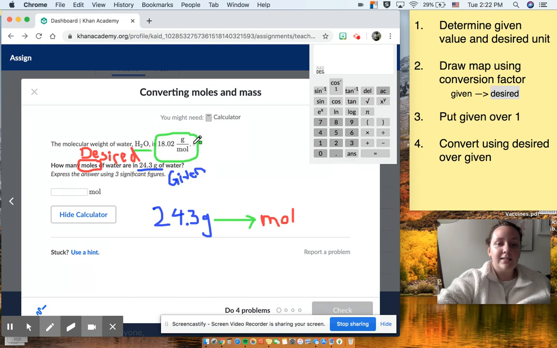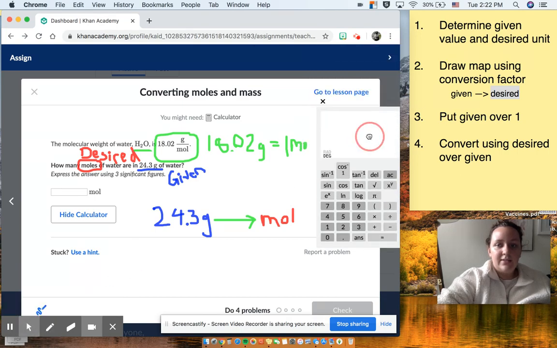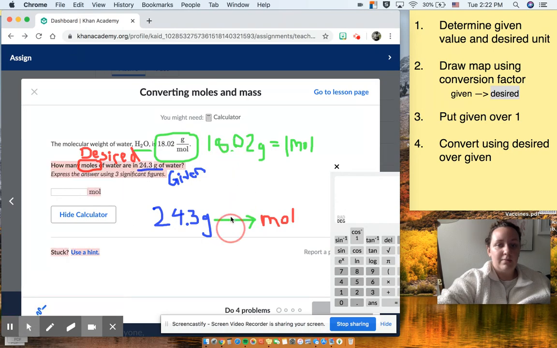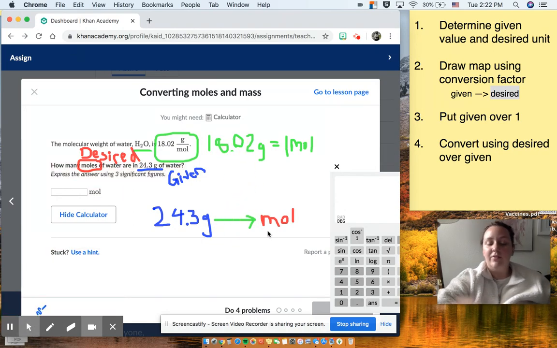So what this means is 18.02 grams per mole. What that means is there are 18.02 grams of water in 1 mole of water, right? Let me move the calculator. That's our equality statement, right? Our conversion factor that connects grams of water to moles of water. I don't think I can write this that much smaller, and I can't move it either. So just imagine I wrote that over the arrow, right?